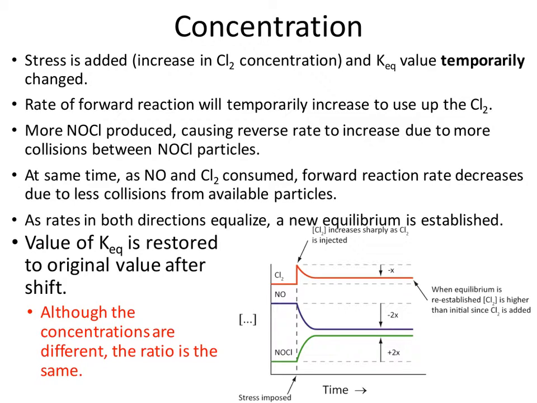doesn't change. The value of the K equilibrium remains constant for concentration, for pressure, for surface area. The only thing that changes the value of K equilibrium is temperature, and we're going to be talking about that a little bit later. The reason that K equilibrium stays the same is that even though equilibrium lies somewhere else, the relative ratios between the products and the reactants is the same.